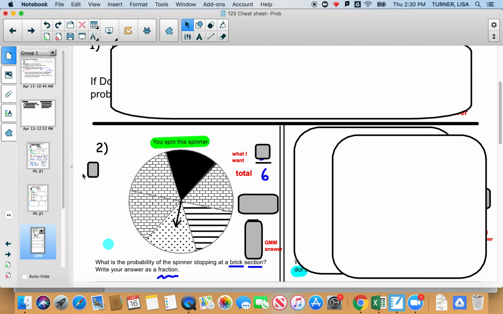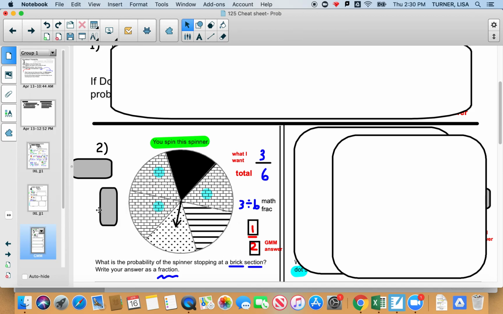A total of 6, and what do I want? I want the probability of the spinner stopping at a brick section. All right, and so I look at the spinner, and there are 3 brick sections there. And so I put 3 out of 6. GMM and most mathematicians don't want that kind of fraction, so we're going to math frac that, and our GMM answer will be 1/2.